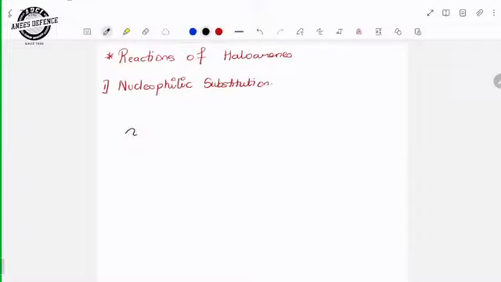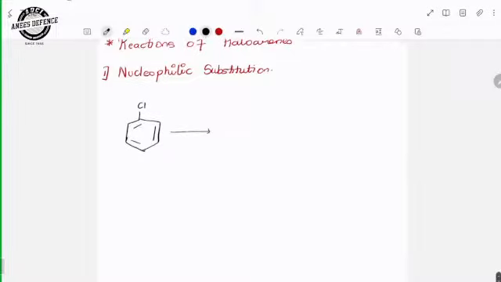Okay. Now let us first talk about the resonance effect. To this, a chlorine atom is attached. Now we know chlorine. The atomic number of chlorine is what? It is 17. Electronic configuration is 2, 8, 7. So in the outermost shell there are 7 electrons.